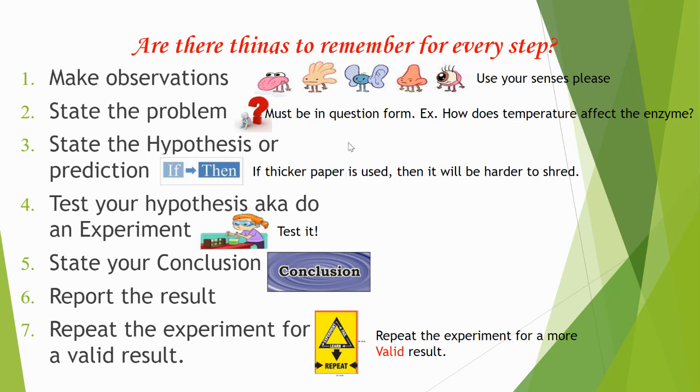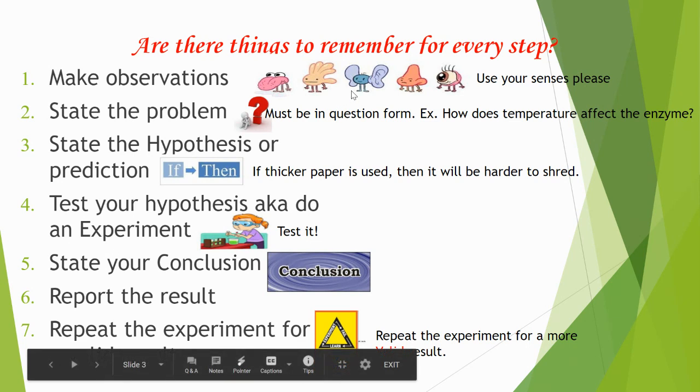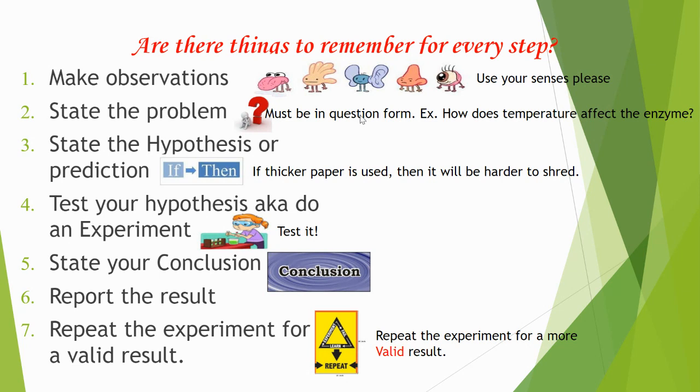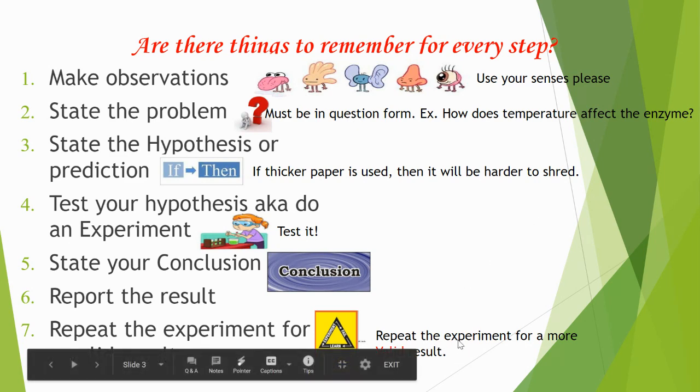The third step will be create your hypothesis. Hypotheses are your tentative answers, your predictions, and we have a way of stating it. Follow the format, please, like you follow the if and then. For example, if thicker paper is used, then it will be harder to shred. So you give your condition and you give your possible answer. The fourth step will be to test the hypothesis, like you're going to do it via experiment, and that's when you say you test it. Fifth step will be conclusion, or the answer to your experiment. And then finally, you're going to have your result, which you will report. And last but not least, in order to make your experiment result valid, we'll have to repeat the experiment.